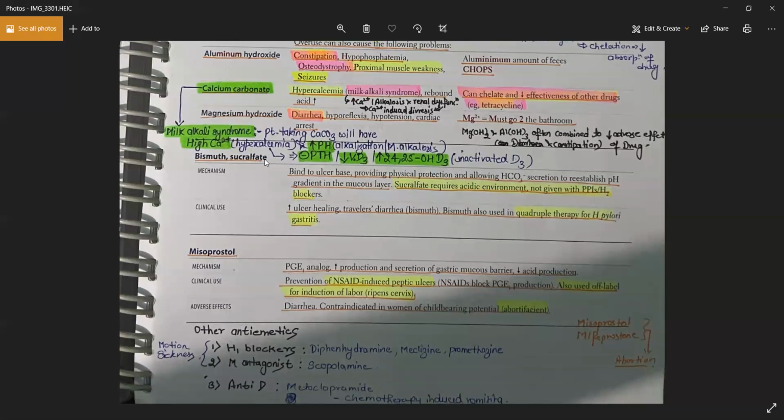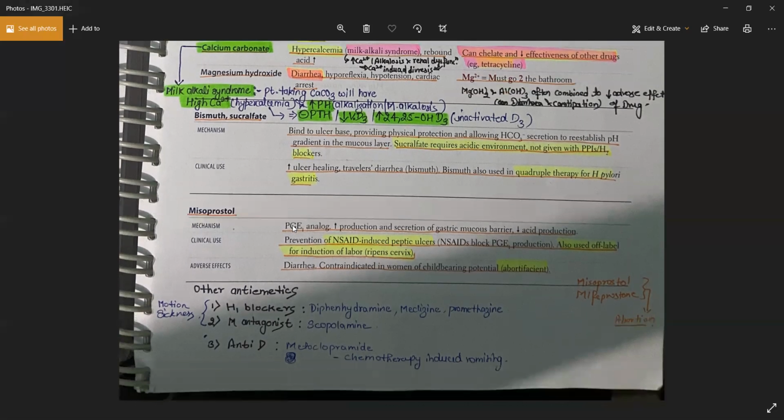And that's why the sucralfate is not given with the PPIs and the histamine blockers, because they raise the gastric pH, and the sucralfate won't work. You generally give the bismuth along with the PPIs and the histamine blockers. The use would be in the quadruple therapy for H. pylori. Okay, very important. And the bismuth can also be useful for traveler's diarrhea. It will promote ulcer healing.